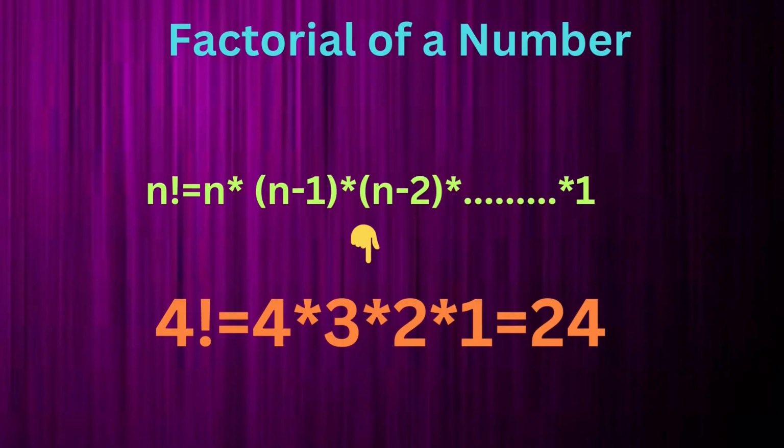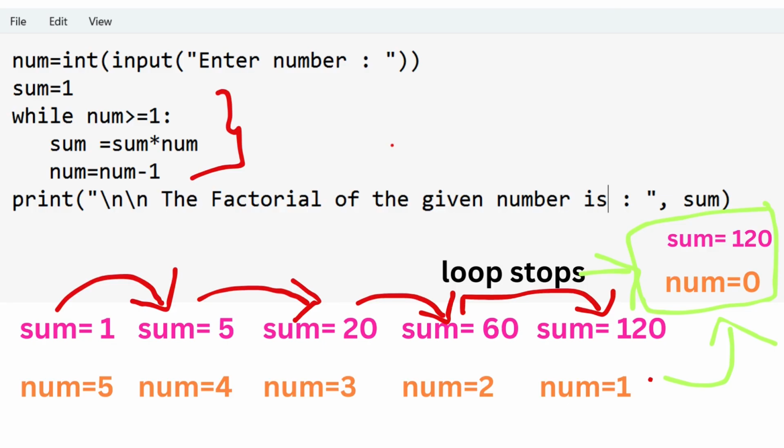Okay, so factorials, you know that, right? Like factorial of 4 means 4 into 3 into 2 into 1. Like factorial of 5 means 5 into 4 into 3 into 2 into 1. So that's the thing. So let's see that in a program.